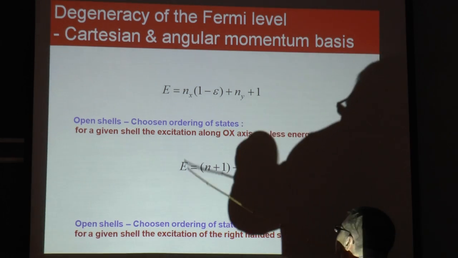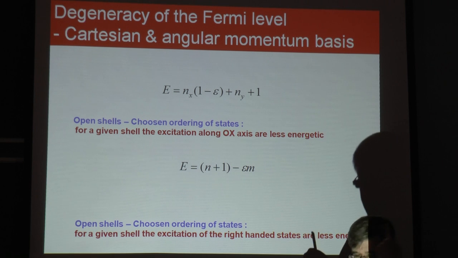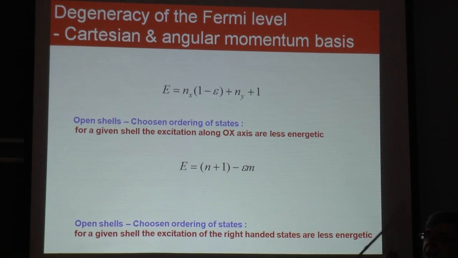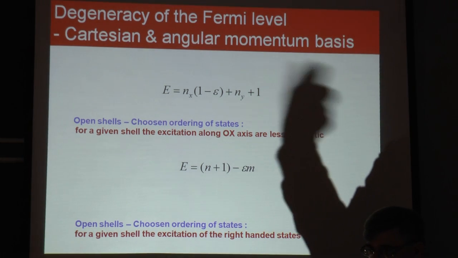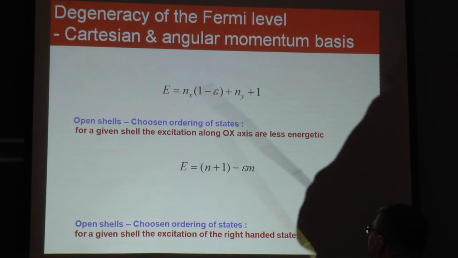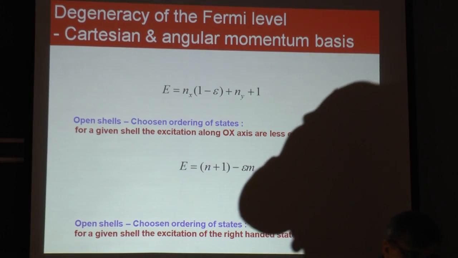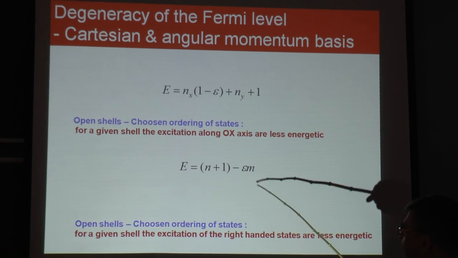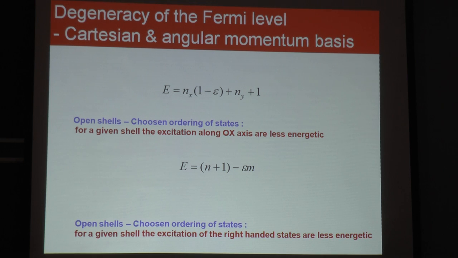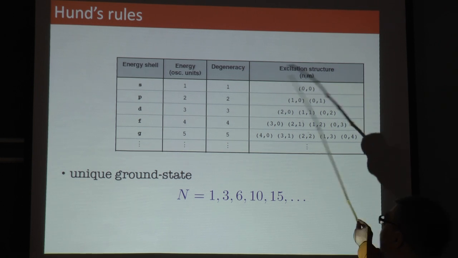With the cylindrical basis, or angular momentum basis, I will assume m is the azimuthal quantum number. I have another symmetry, this rotational symmetry, I have right-handed and left-handed states, and I will assume that those with m positive have slightly lower energy. So it is as if I add to the Hamiltonian a small term, breaking the symmetry of degenerate states, assuming that the states which rotate in the positive direction have slightly smaller energy. So this is just a technical remark about the ordering of the states.